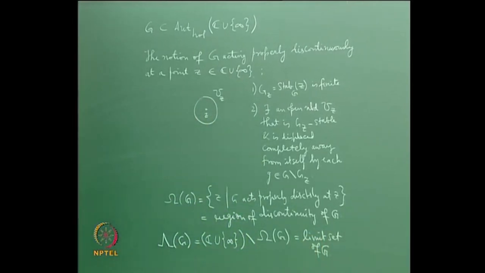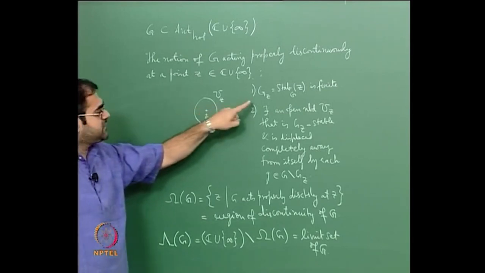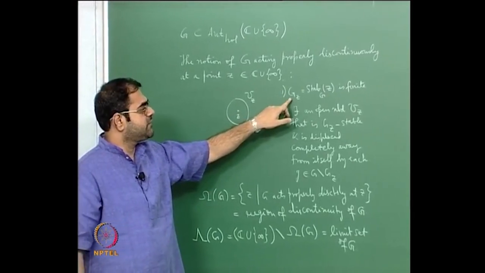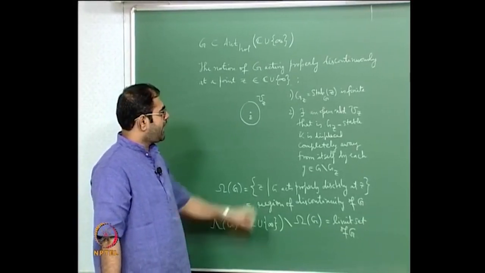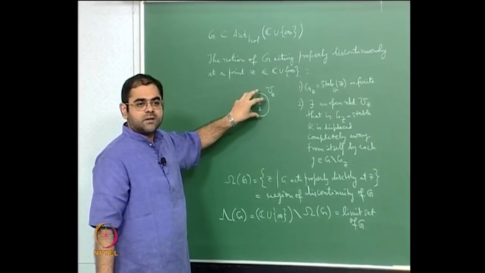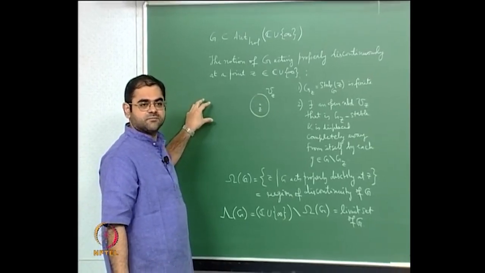Okay, and I must remind you that there is also a notion of G acting properly discontinuously when the action is free, okay. Namely, if G has no fixed points, then of course every stabilizer is trivial, okay. In that case, the condition reduces to finding a neighborhood which is completely displaced by every non-trivial element of G, and that is by every element of G which is different from the identity, okay.